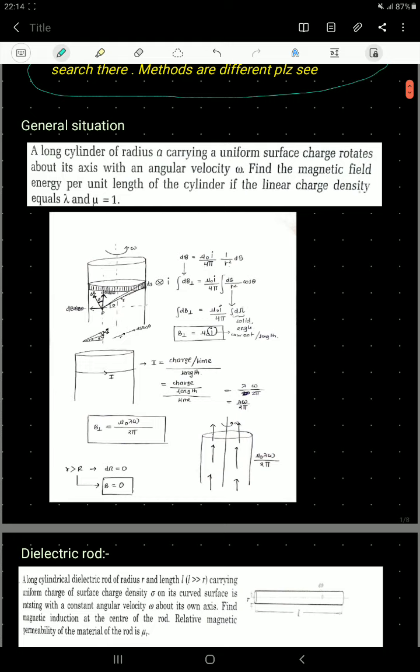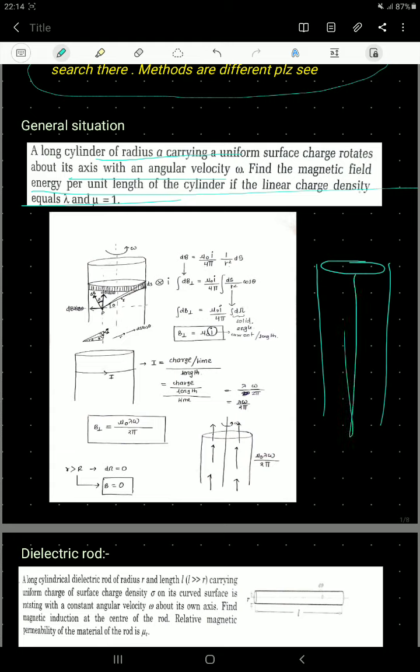So here it is given that a long cylinder of radius a carrying uniform surface charge rotates about its axis with angular velocity omega. Now we have to find the magnetic energy per unit length if the linear charge density is given. So what is the linear charge density? Basically, it is the charge per unit length, that is, the charge present on the cross section. Once you get the charge like that, you can just perform the given things.